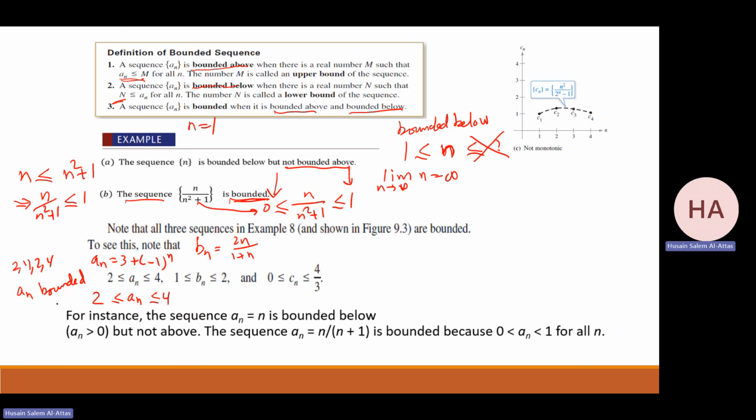At n equal 1, it will be 2 over 2. At n equal 2, it will be 4 over 3. At n equal 3, it will be 6 over 4, which is 3 over 2. Can I check in 2n? Let me do it this way. Now for n greater than or equal to 1, 2n will be n plus n. And I know n is greater than or equal to 1, so this is greater than or equal to 1 plus n. So 2n over 1 plus n will be greater than or equal to 1. This is one way.